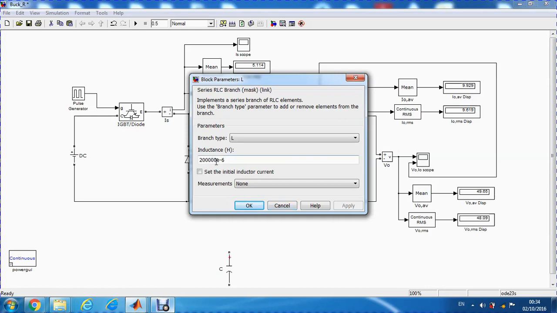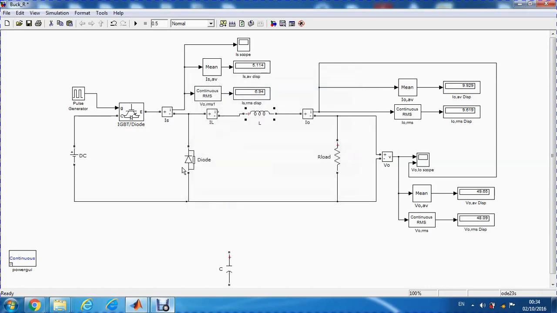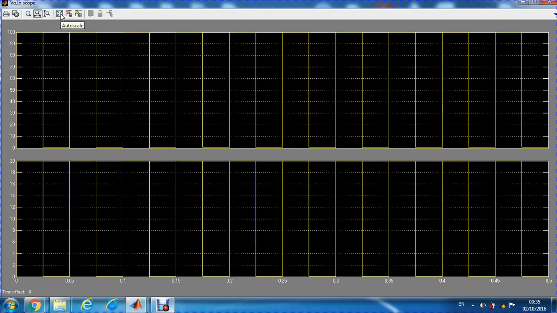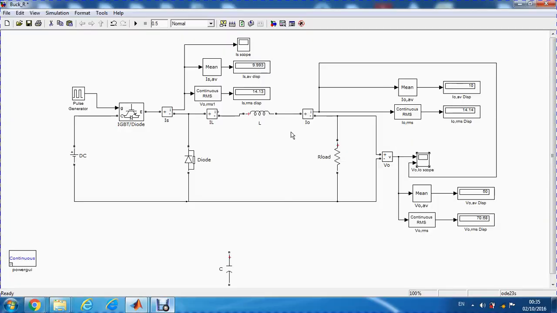The value of 100 microhenry, and we will start increasing the switching frequency. So this is 100 microhenry, that's the initial value, and let's see the results again before we start increasing the switching frequency. Now again, as we can see here, the average value is 50, the RMS value of the voltage is 70, the average value of the current is 10, and the RMS value is 15, almost 14, and the waveform is almost rectangular or square.